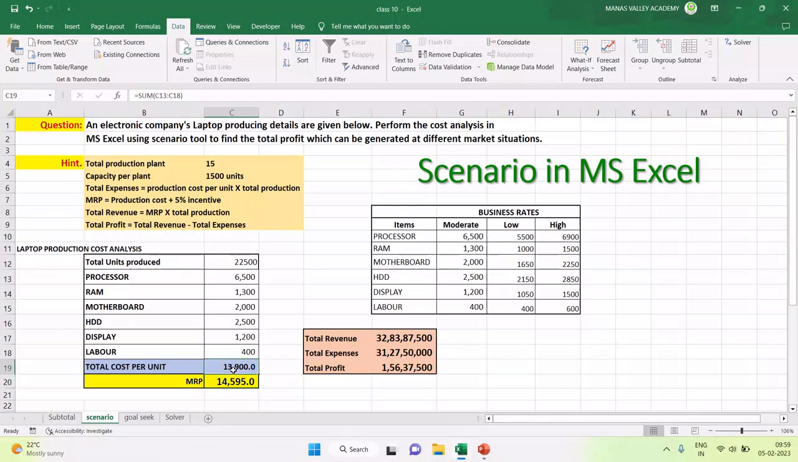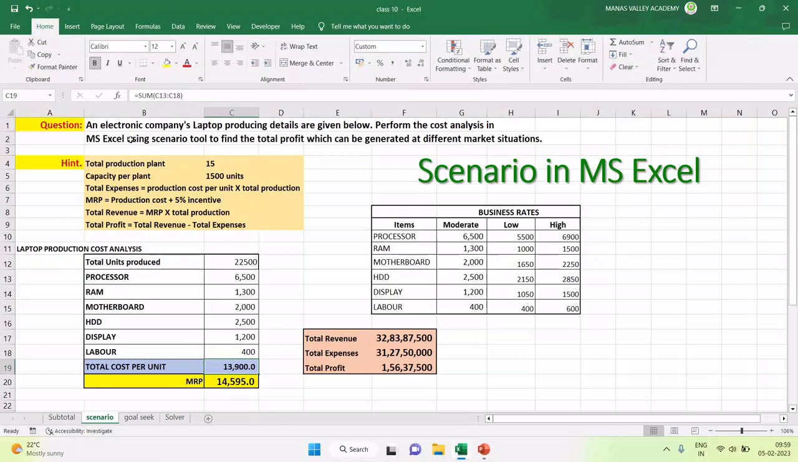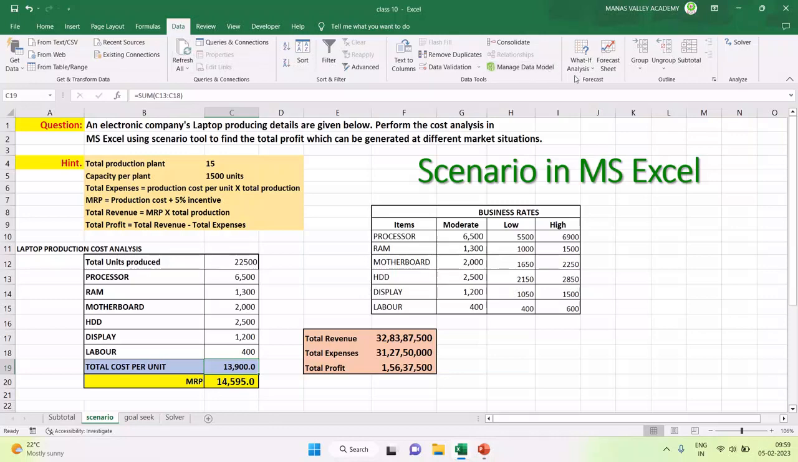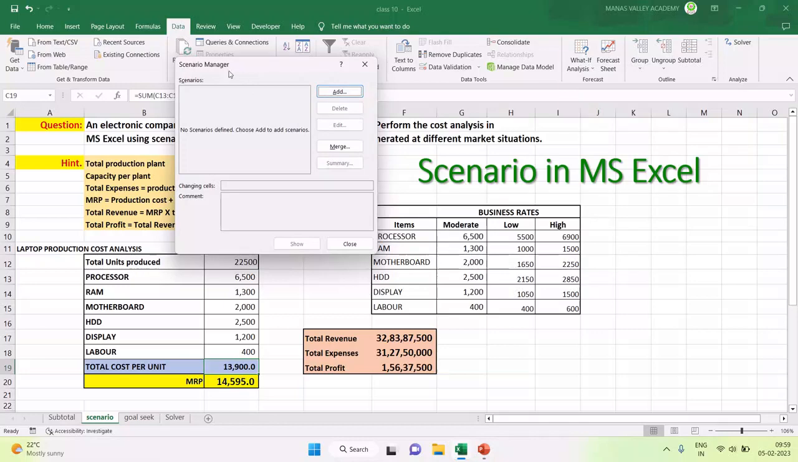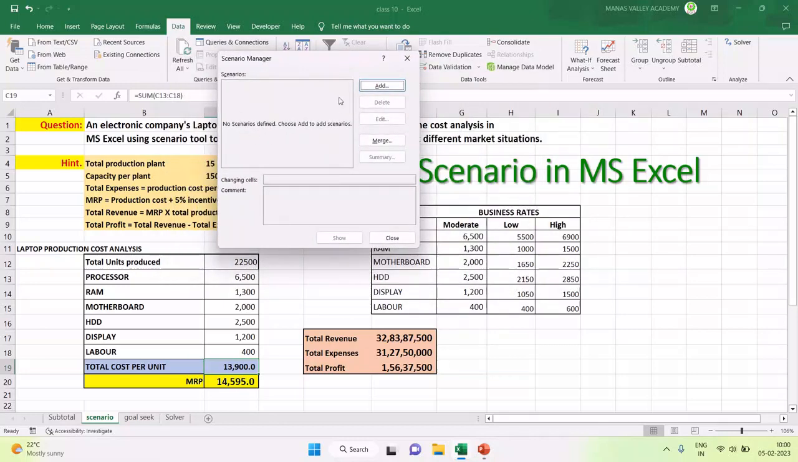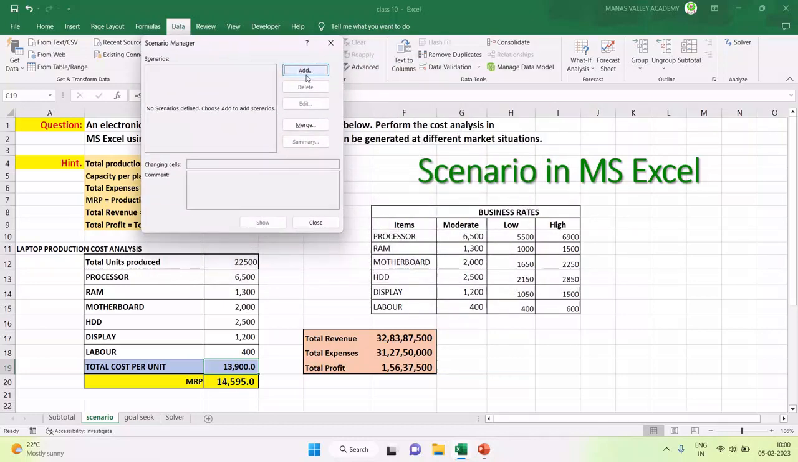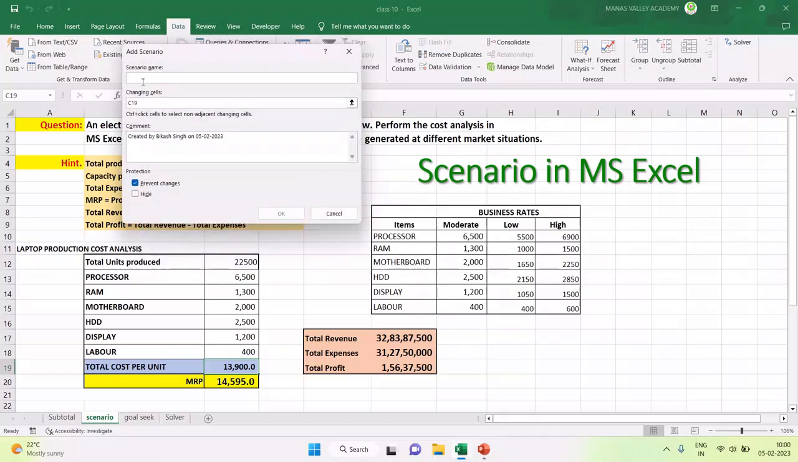Now let us go to the scenario manager and see how this tool will be helpful to solve the given problem. You have to click on the Data tab. Inside the Data tab you will find What-If Analysis, then Scenario Manager. So scenario manager is here. First of all, you will have to add the scenarios for different situations. So click on the Add button. First it will ask you to assign the name of the scenario. Suppose I assign here High Business.